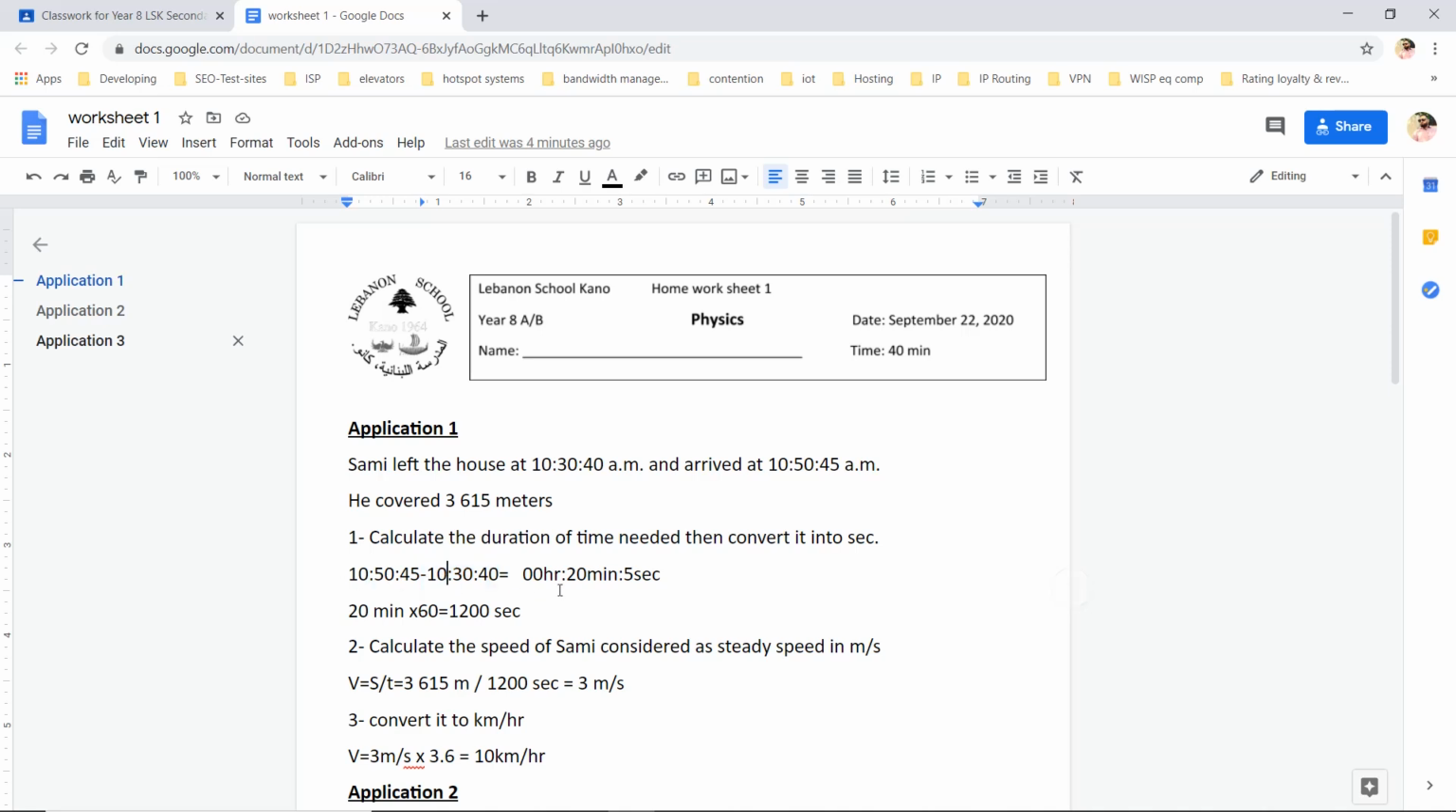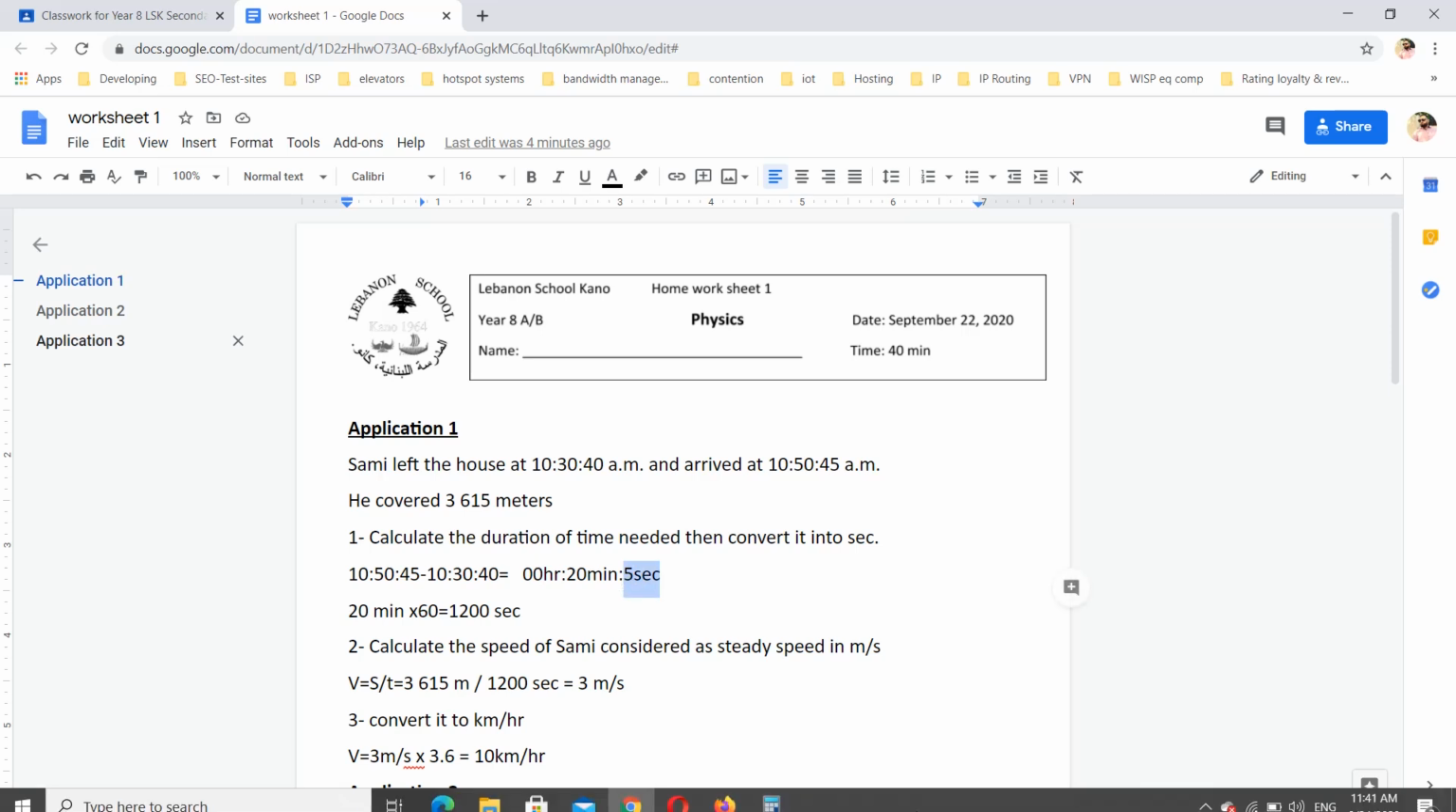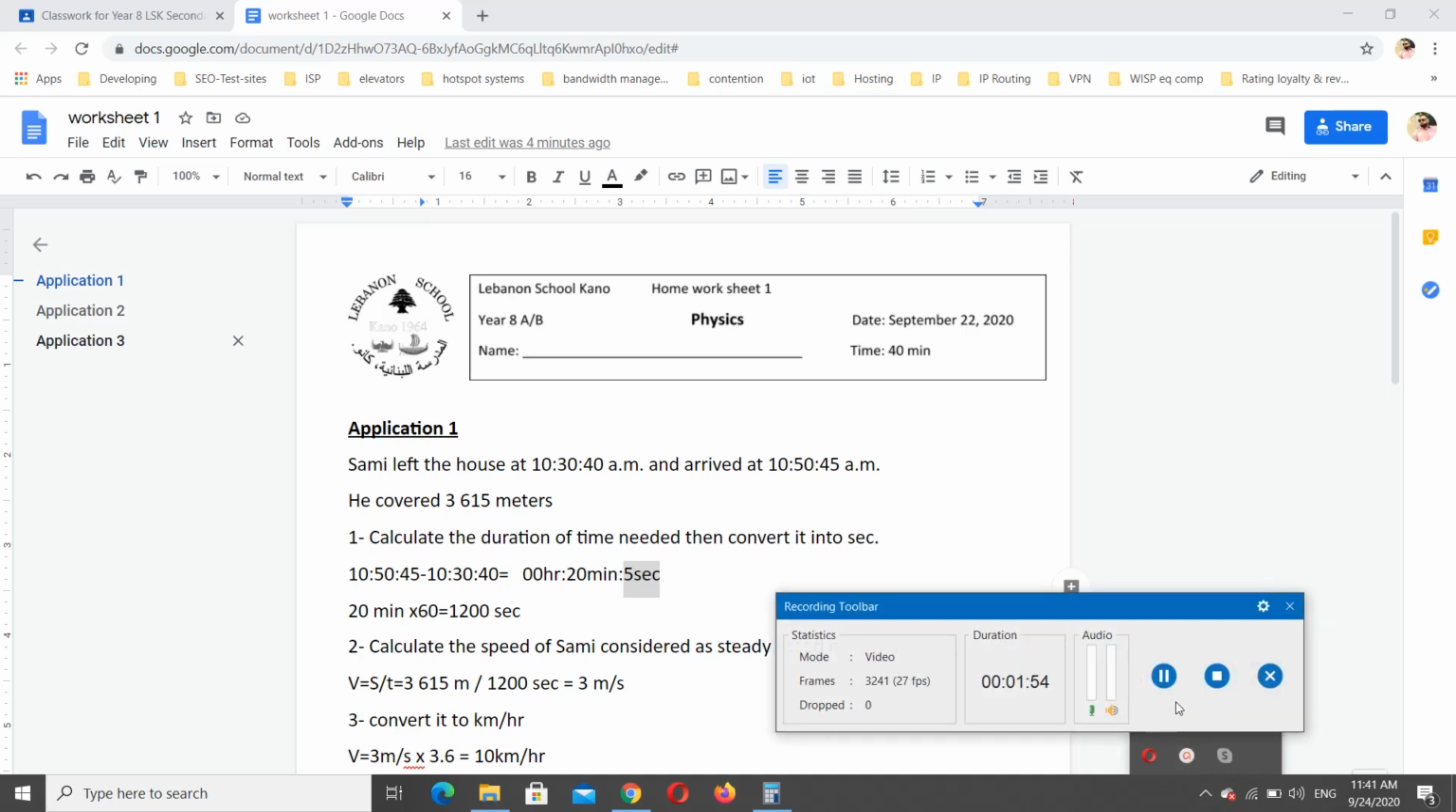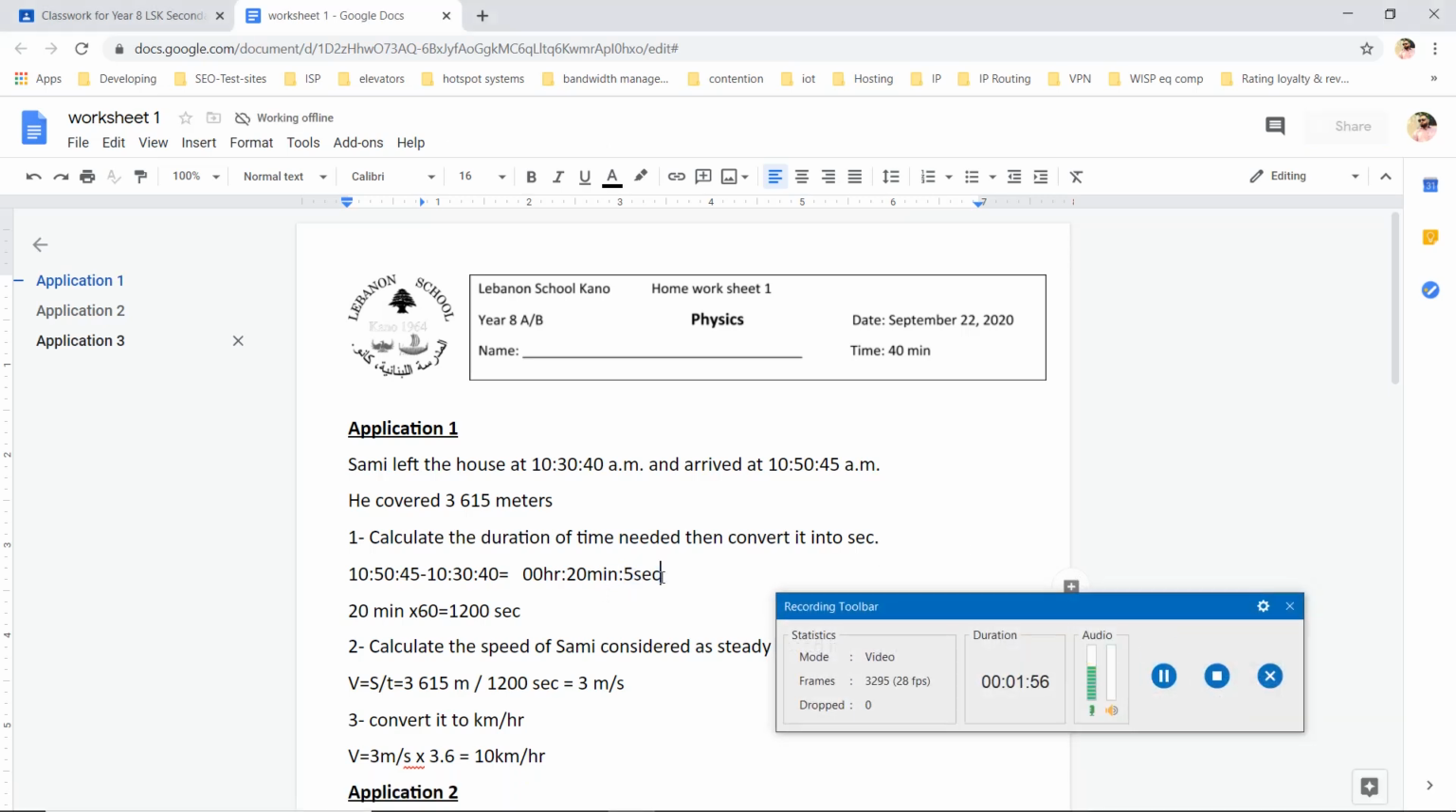So the second minus the first: 10 minus 10 is 0 hours. Now the minutes: 50 minus 30 is equal to 20 minutes, and 45 minus 40 is equal to 5 seconds. So the duration is 20 minutes and 5 seconds. Now the second part of the question is to convert it into seconds. Seconds is seconds, so don't touch the seconds.